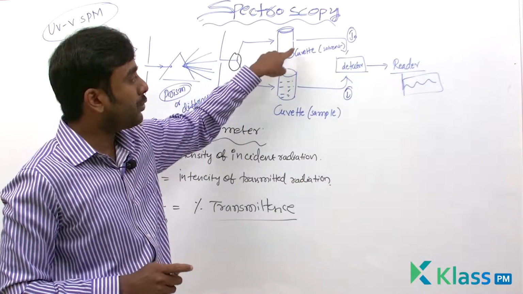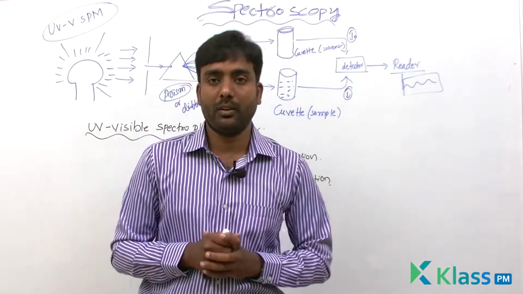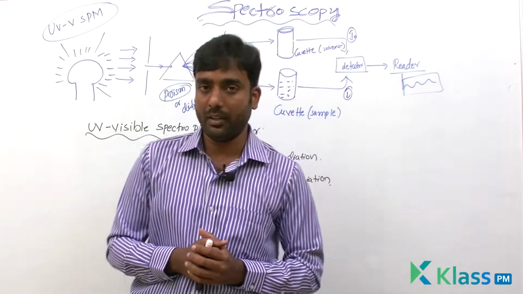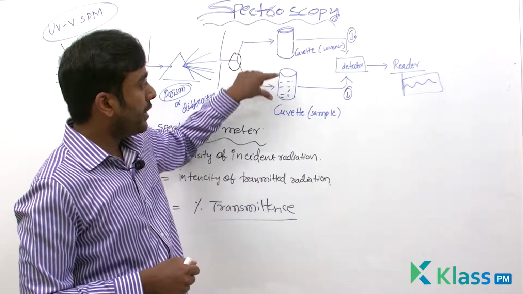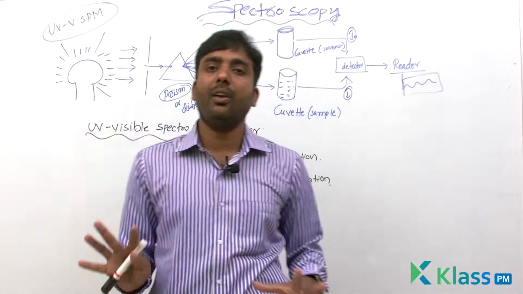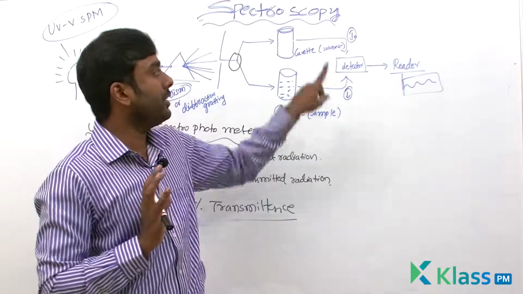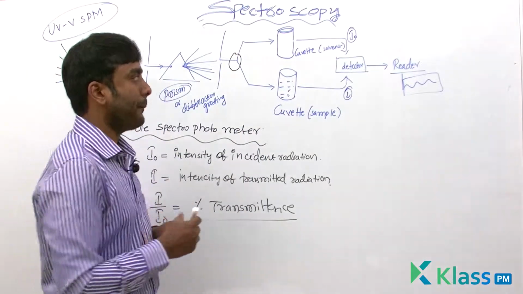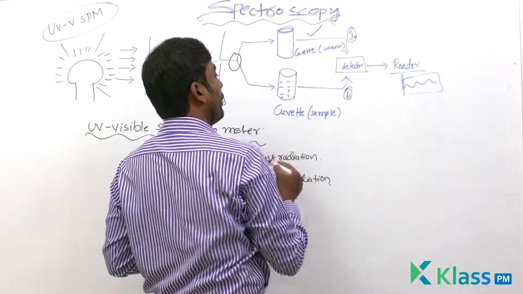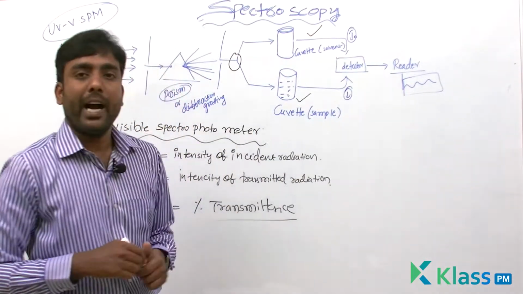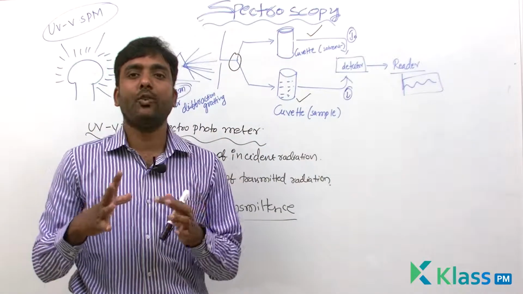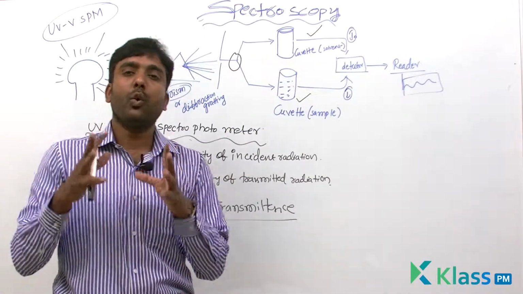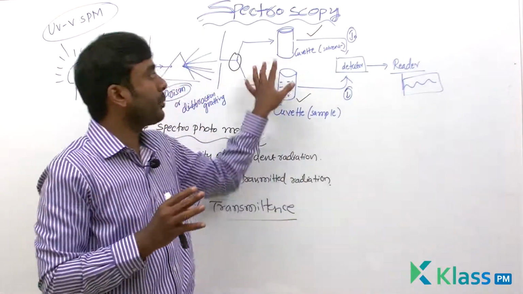Here this is a glass vessel which we call a cuvette, which we use for holding the sample or reference material. Here the cuvette has only solvent, meaning no absorption takes place in only solvent. And here the cuvette has our actual sample. So this is called the reference cuvette and this is the actual cuvette, where we keep our sample to analyze and study it.